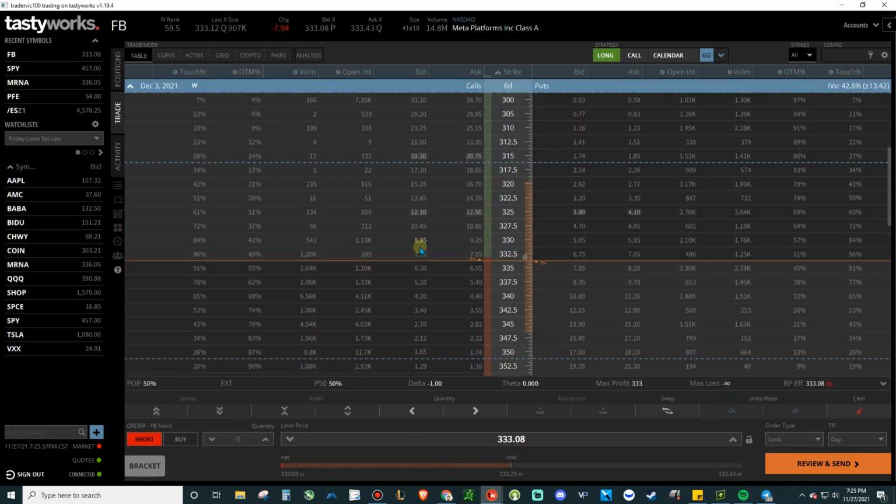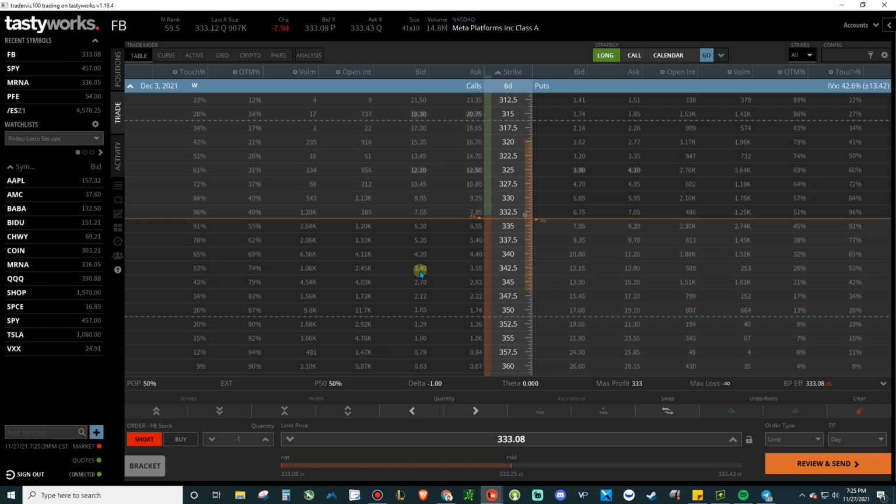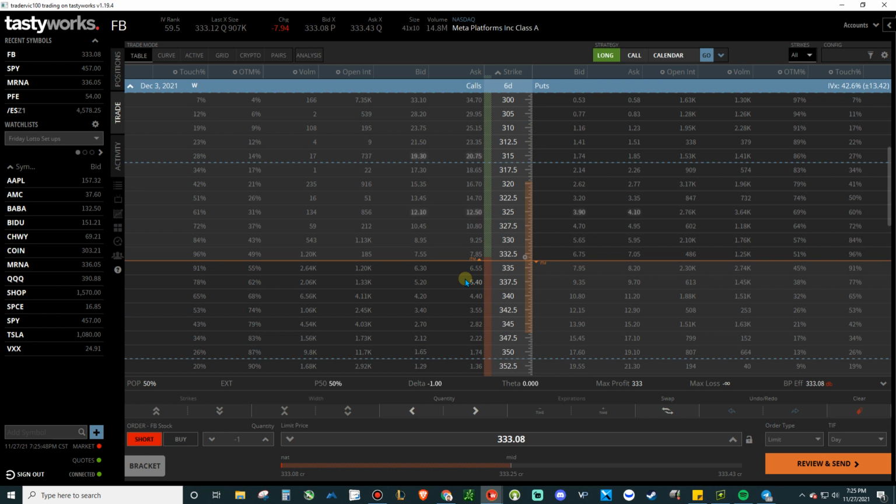Okay, this is not like a trade setup. This is just a general way of reading the premiums, learning the balance of prices, and getting an idea of how bullish or bearish a certain chain is.